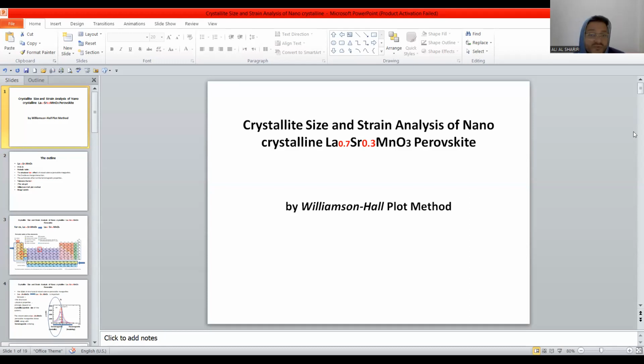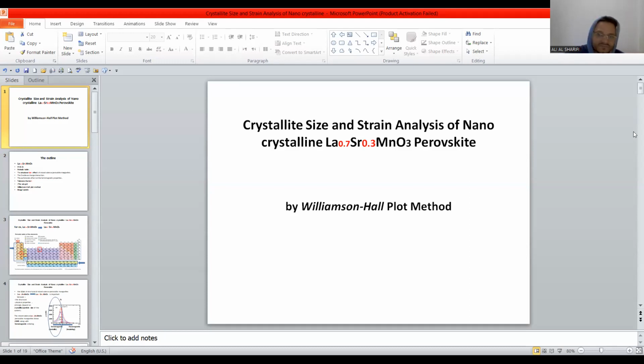Today we'll try to do a simple summary of this article. The article's name today is Crystalline Size and Strain Analysis of Nanocrystalline Lanthanum Cerium Manganese Oxide Perovskite, with doping rate x equal to 0.3, by using the Williamson-Hall plot method.